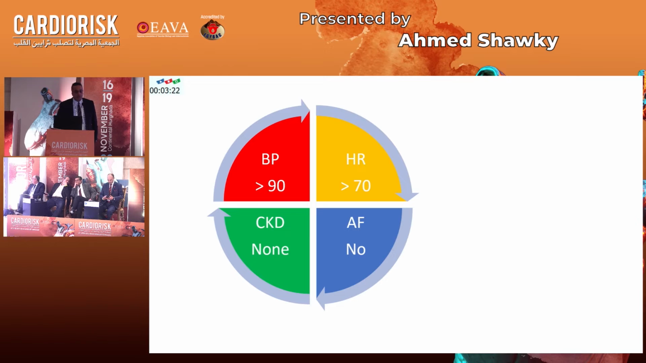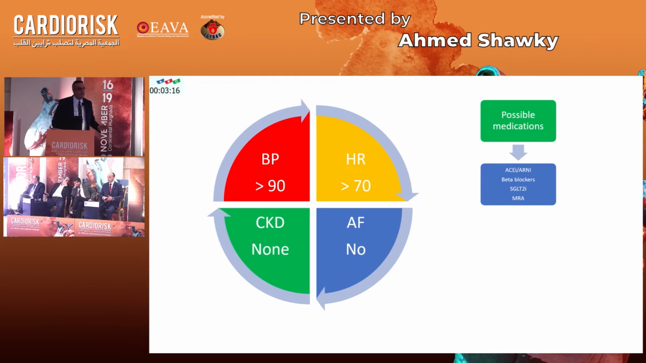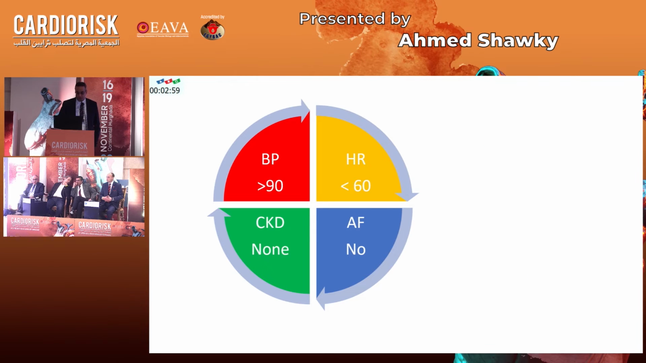So what if we have a patient whose blood pressure is high, heart rate is high, no CKD, no AF? We can use any of the 4 pillars at the start. You can use any, this is not really important, but definitely there is data saying that beta blockers, when the heart rate is very high, improve symptoms a lot. SGLT2s can always be given regardless.